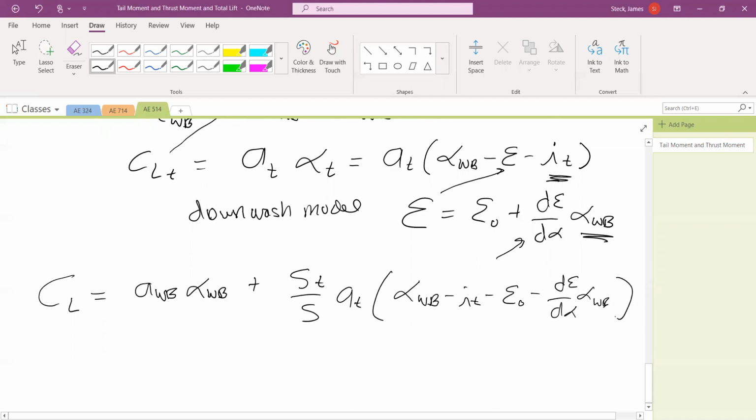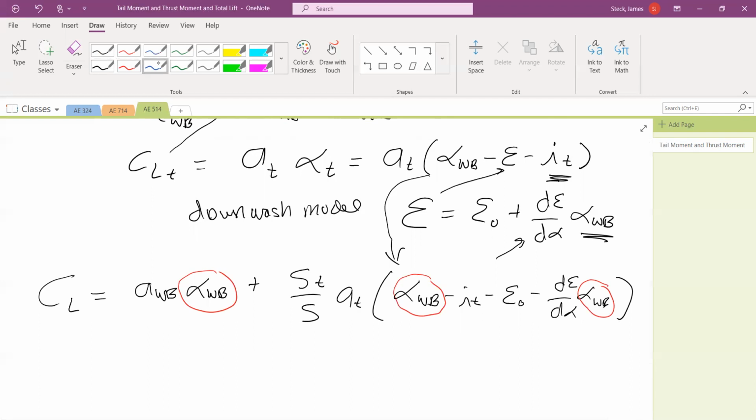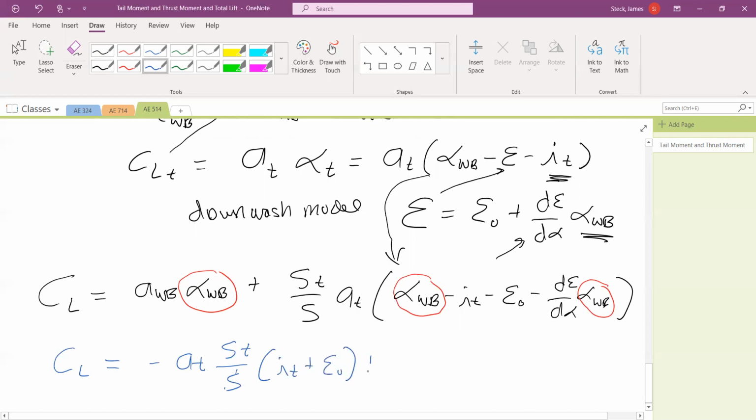All right, so all I did was substitute this formula for the angle of attack there, what we had before. And then we look at this and we say, okay, this stuff multiplies alpha wing body, and the other stuff does not. So let's collect two different terms together. Let's collect all of the stuff that does not multiply alpha over here. And then factor out alpha wing body, and here's all the stuff that does multiply it.